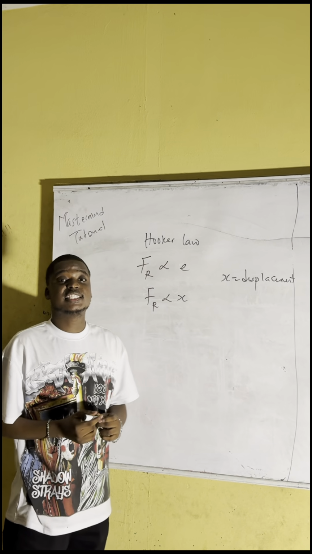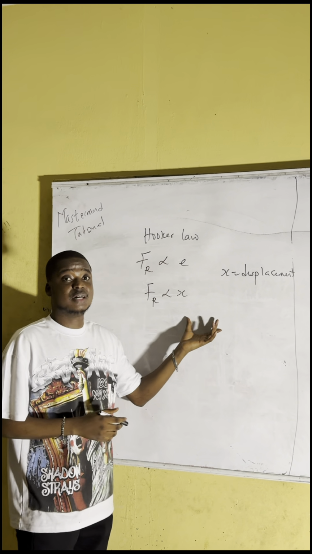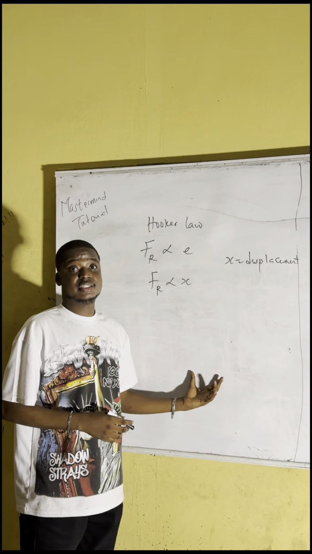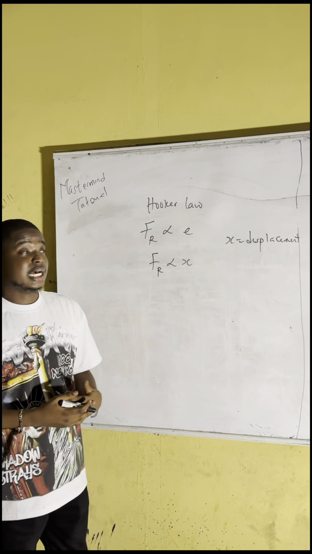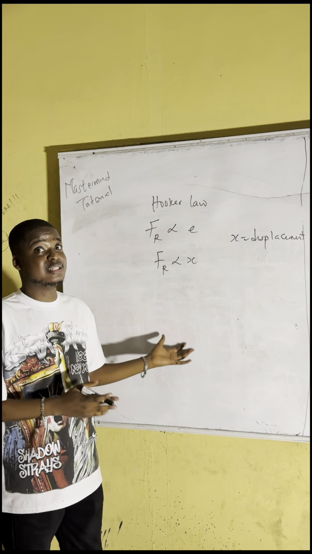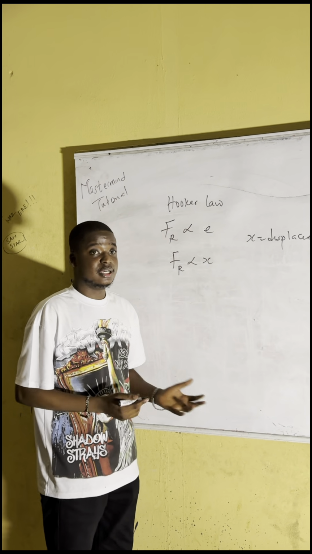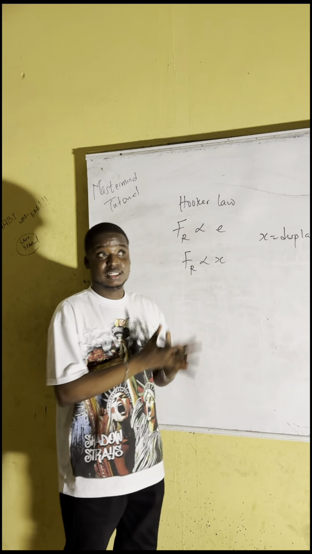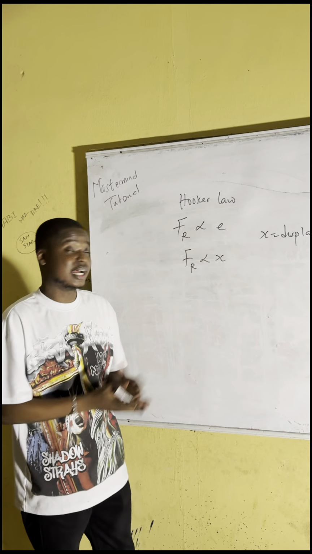Now, x here is just the distance from the equilibrium position of the mass to a particular point that is not the equilibrium position. And that point is not the maximum displacement, because the maximum displacement of the mass spring system has another term, which is called amplitude.